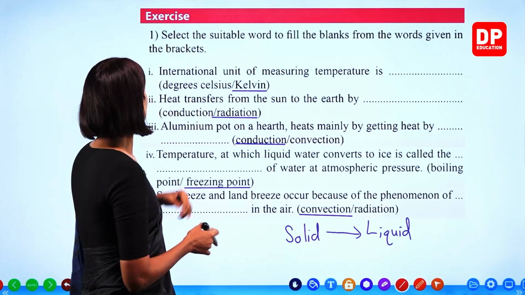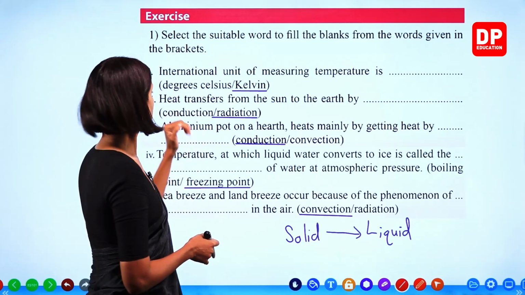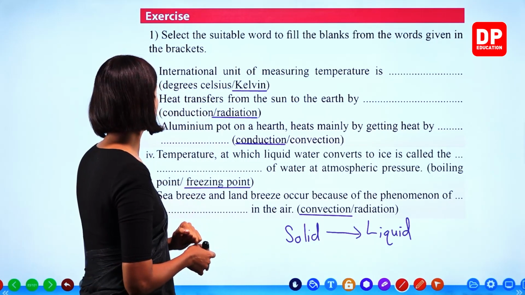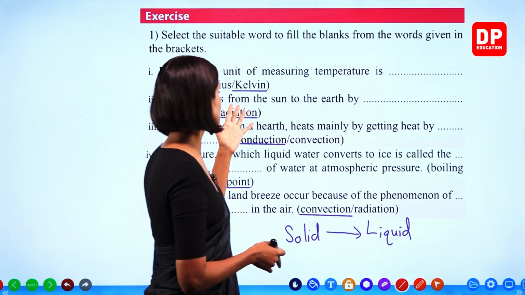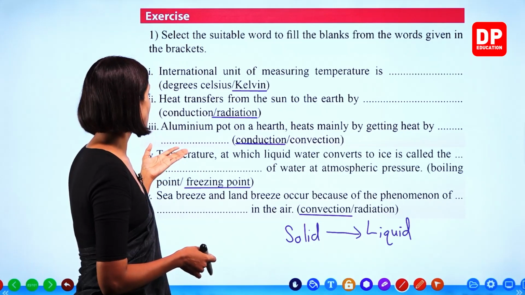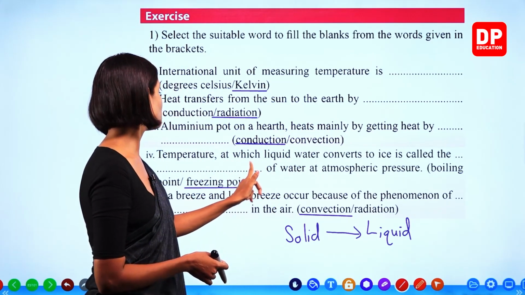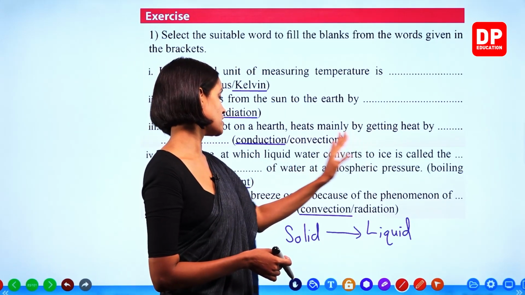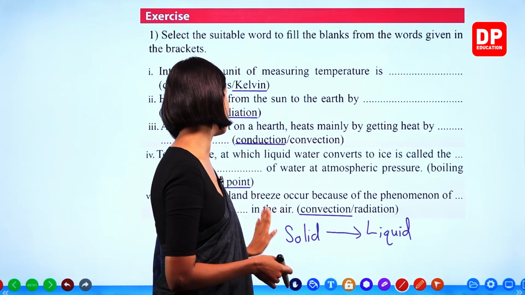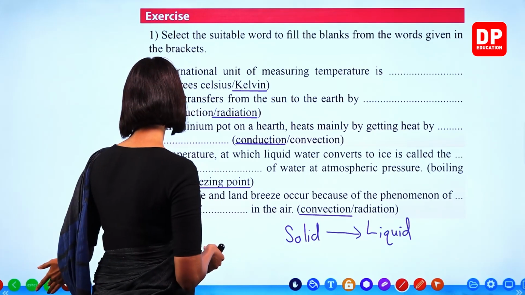Okay, children? So, international unit of measuring temperature is Kelvin. Heat transfers from the sun to the earth by radiation. Aluminium pot on a hearth heats mainly by getting heat by conduction. Temperature at which liquid water converts to ice is called the freezing point of water at atmospheric pressure. Sea breeze and land breeze occur because of the phenomenon of convection in the air. Right? We'll move on to the next.